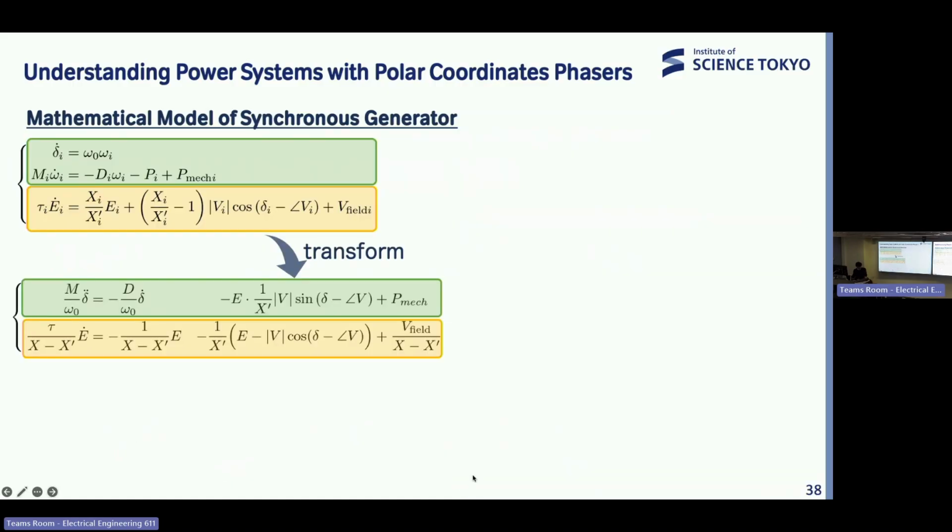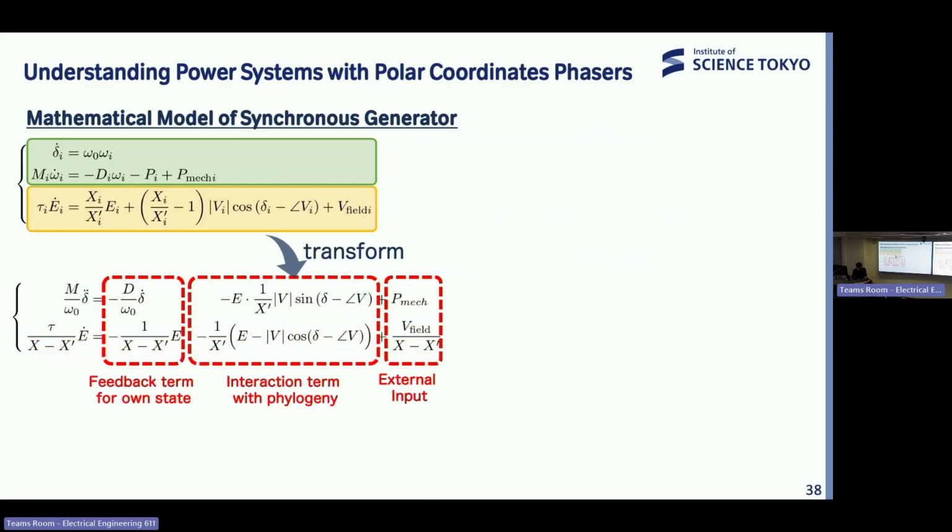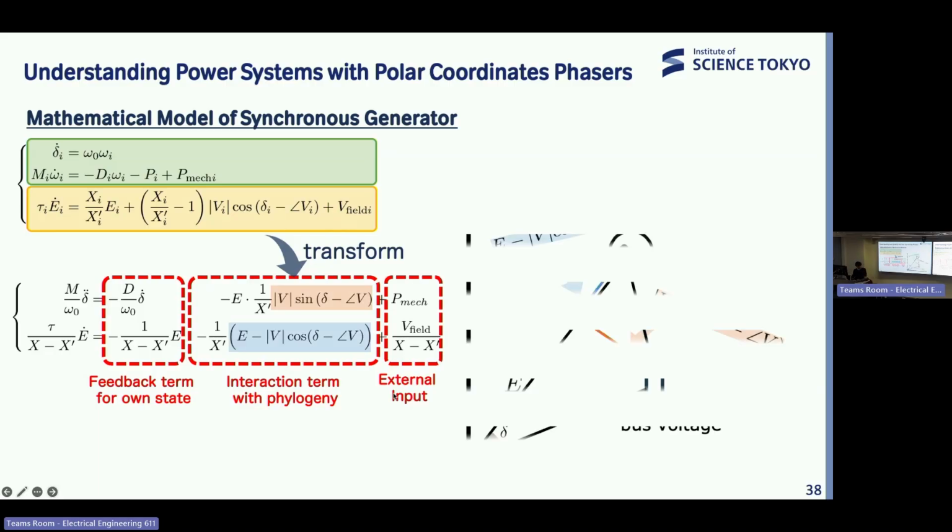And next, let's consider the dynamics of synchronous generators. So we transform the synchronous generator model shown earlier into this form. The first term of the differential equation corresponds to the feedback term for its own states, the second is the interaction term with the network, and the third term is external inputs.